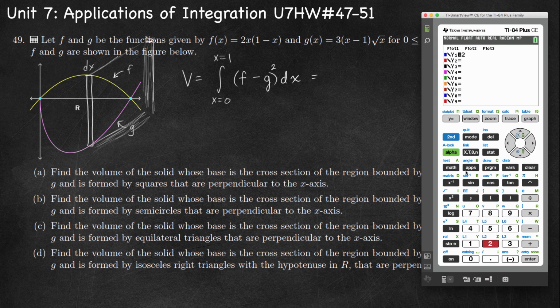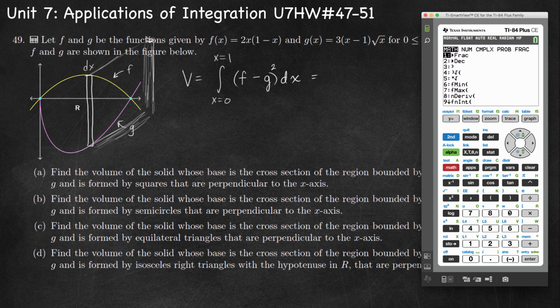Let me enter my functions. So 2x times 1 minus x, and then 3 times x minus 1 times square root x. And let's just verify we're looking at the right thing here. Need a better window. Y min, let's try -3. Okay, that looks right. And we are good to go.